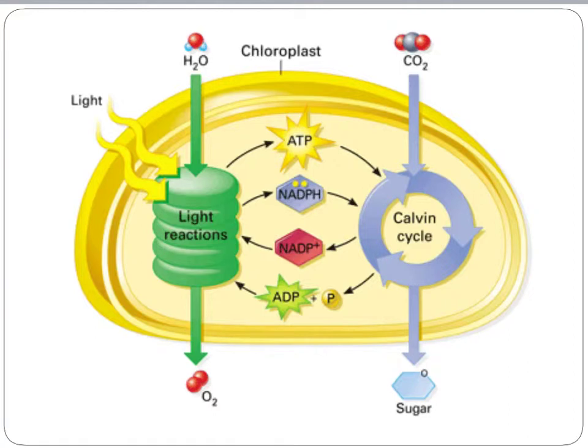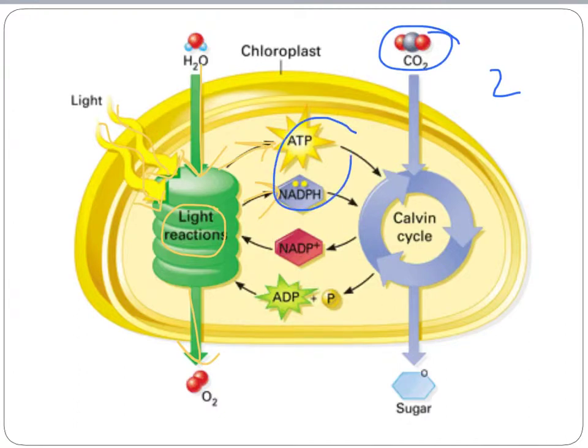Here's a beautiful picture of parts 1 and 2. Part 1 takes place in the thylakoids, the light reactions. So it takes in water, it produces oxygen, and oh look, it's charging the batteries. Part 2 uses the carbon dioxide and the charged batteries to make sugar, and it spits out uncharged batteries. And this part happens in the stroma.